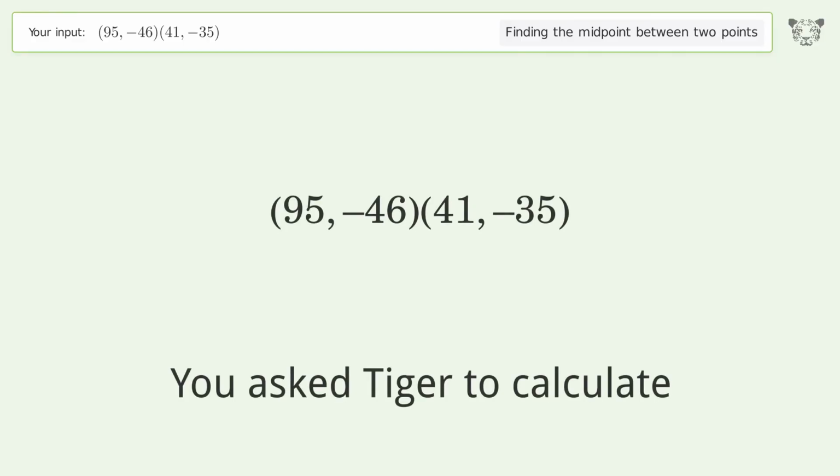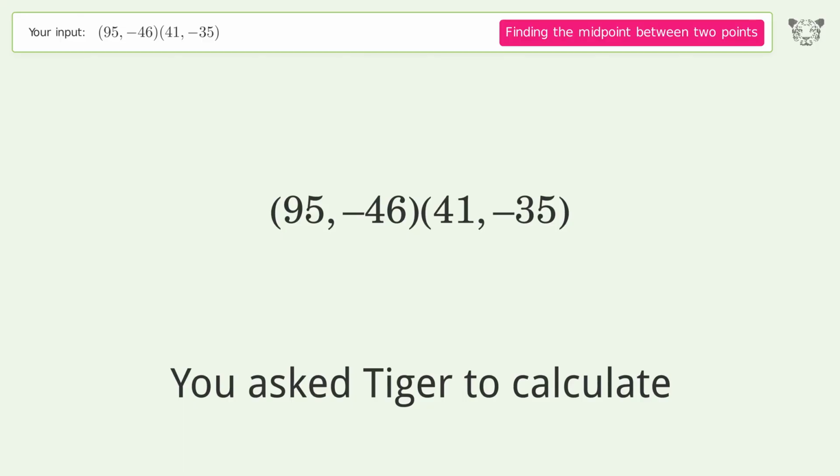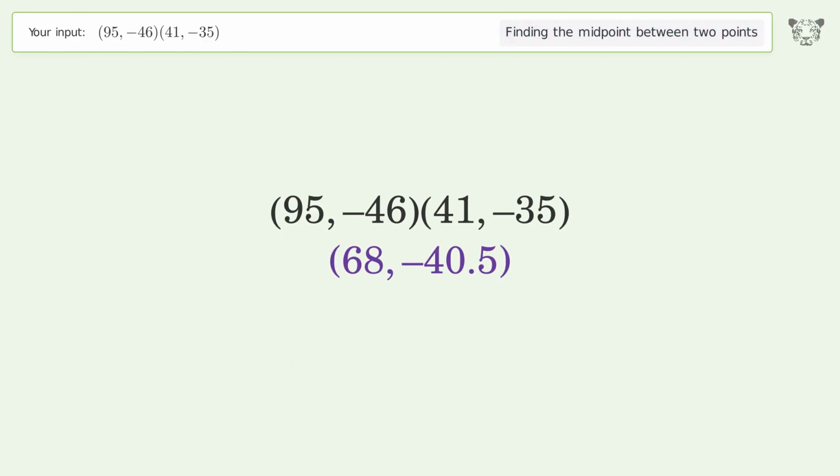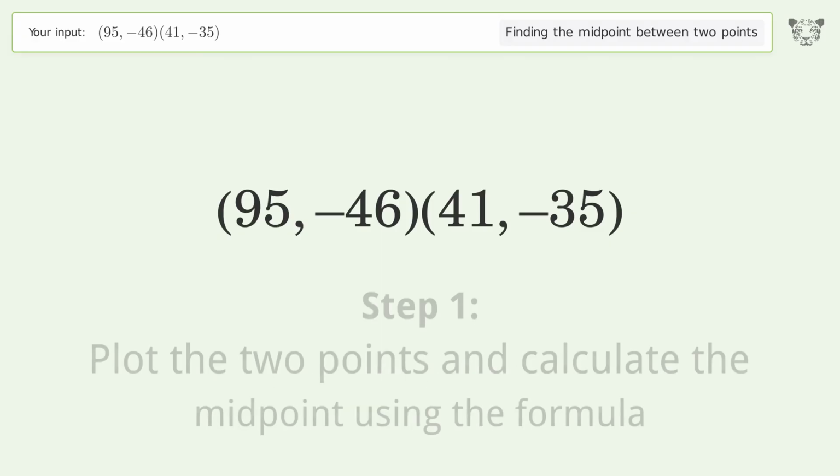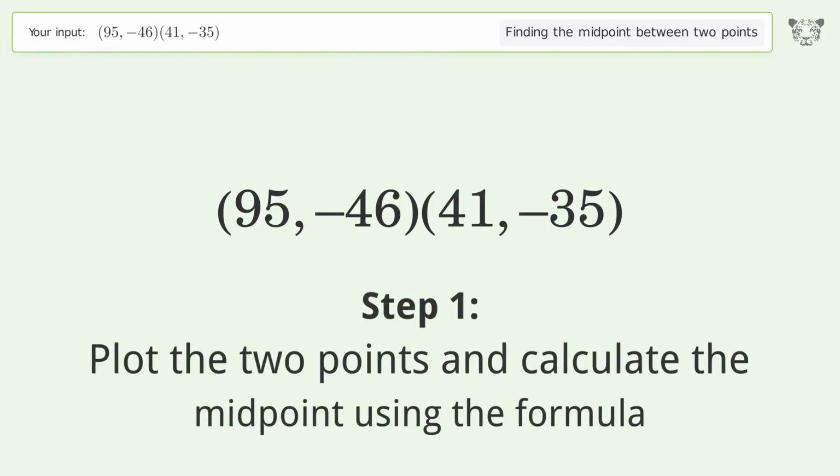You ask Tiger to calculate. This deals with finding the midpoint between 2 points. The midpoint between the 2 points is 68, negative 40.5. Let's solve it step by step. Plot the 2 points and calculate the midpoint using the formula.